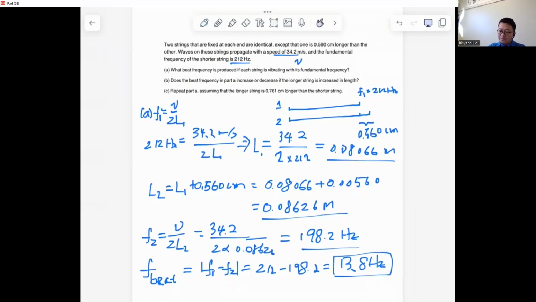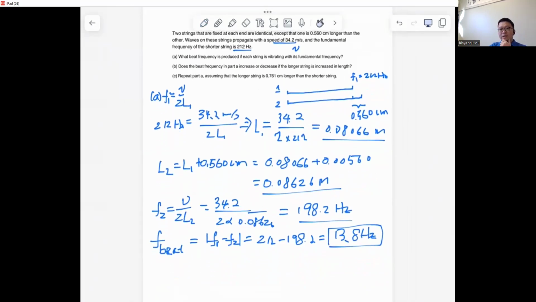Okay, so B is asking, if the longer string increased in length, what should you get for your beat frequency? You can look at it here. If this increases, then L2 increases, right? Then F2 would decrease, because L2 is in the denominator. So F2 will be getting smaller, and the beat frequency, the difference, should be getting bigger. So the beat frequency should increase.